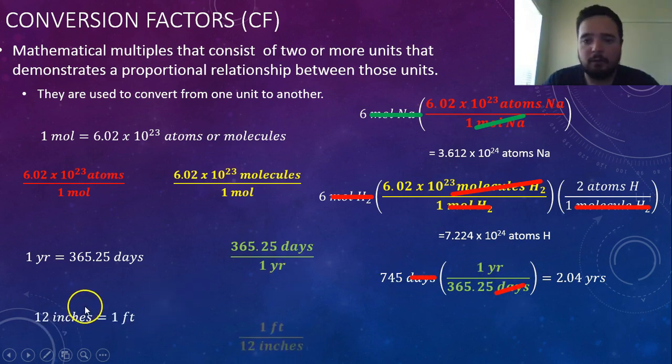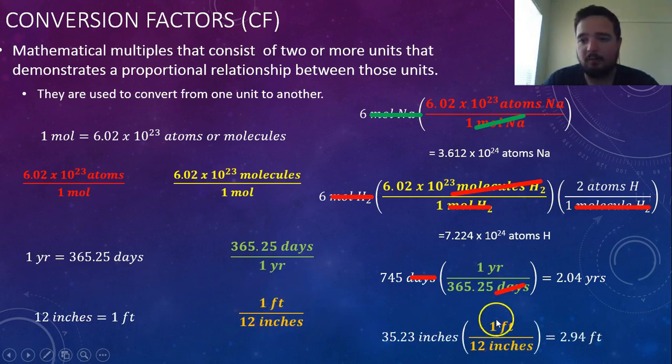And then 12 inches and 1 foot, something you're very familiar with. You put 1 foot on top, 12 inches on bottom, and if you need to, you can flip it. But in this case, I'm given inches and I want to go to feet, so I multiply 35.23 times 1 divided by 12, and you should get 2.94 feet. Okay, so the whole thing is that when you're doing this, you can treat this as 6 over 1 up here. So you go 6 times 6.02 times 10 to the 23rd times 2 divided by everything on the bottom. So you can multiply everything on top first, then multiply everything on bottom, and then take the top divided by the bottom, and that'll be your answer.